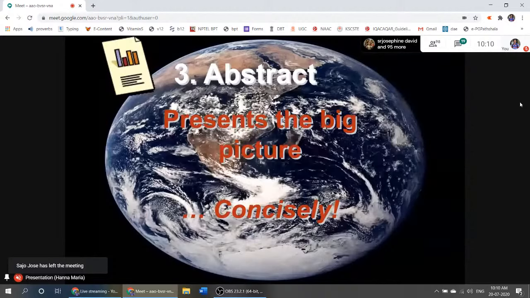Abstract. When you look at the abstract, it presents a big picture. Abstract is very, very important. You know, some reviewers, sometimes they just read the abstract. If the abstract is not interesting, they will say, oh, this project will be rejected.